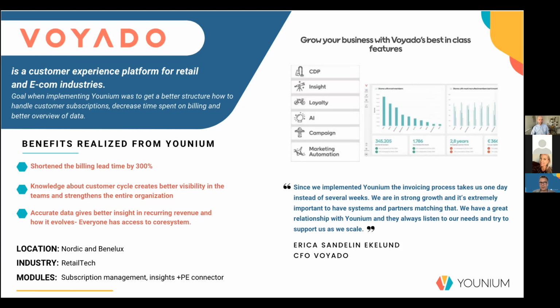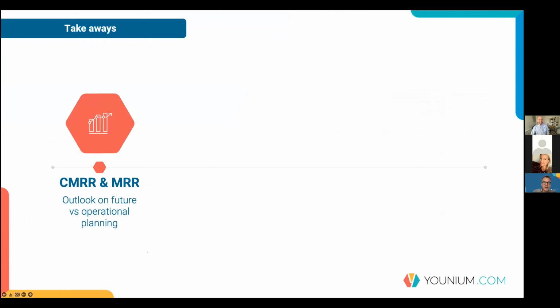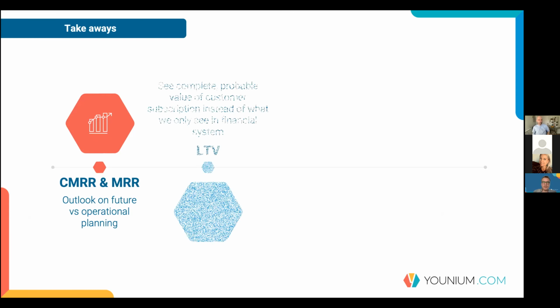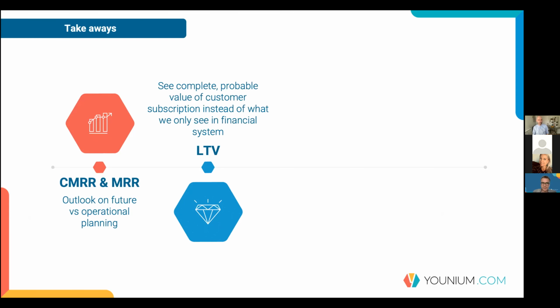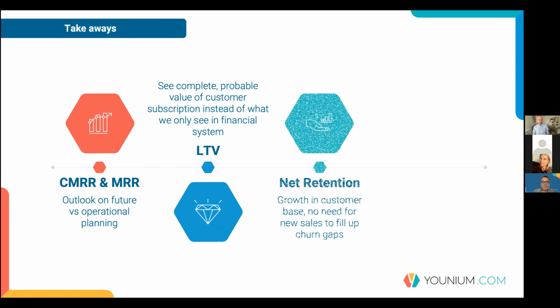So before we end with some Q&A time, I just wanted to do some takeaways so you guys remember something from this webinar as well. First, we went through CMRR and MRR, getting an outlook on the future versus more operational day-to-day planning, right? And then we talked about LTV to see the complete probable value of our customer subscriptions instead of what we only see in the financial system that might be just like the first invoice or something, right?